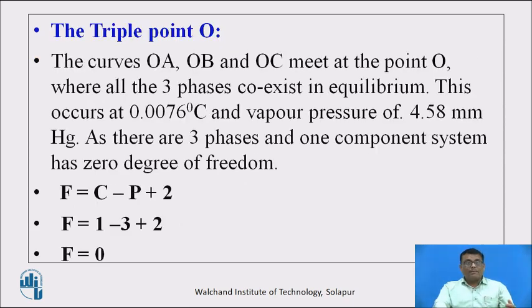Now we'll see the triple point. The curves OA, OB and OC meet at the point O, where all three phases coexist in equilibrium, and by putting the value of three phases we get the degree of freedom F equal to 0. It means that to get the triple point all the variables are standard and fixed, with no possible degree of freedom. All the values are standard, and only then will we get all three phases in equilibrium with each other.